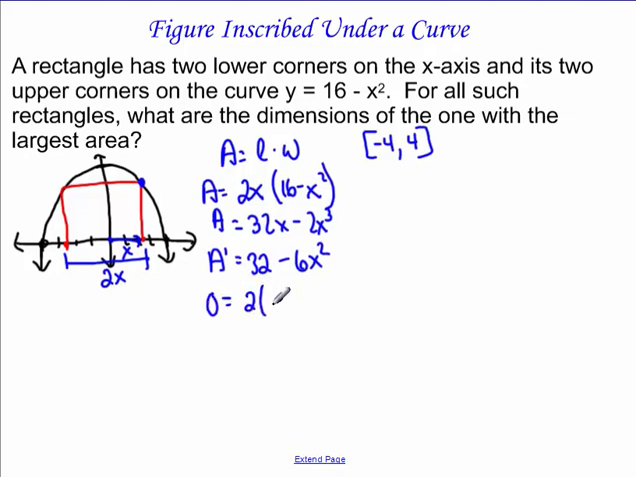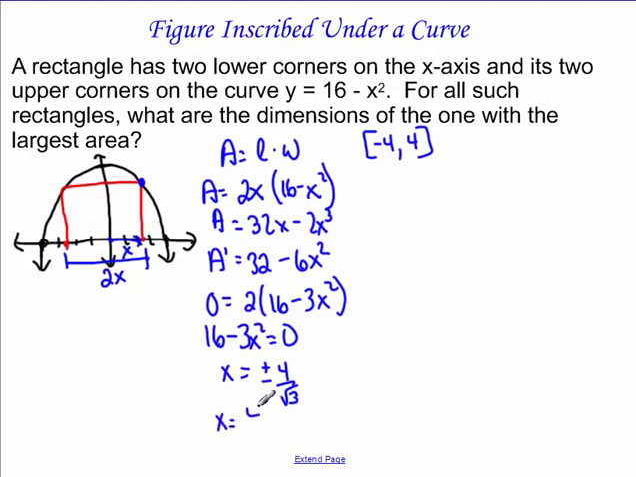Set that derivative equal to 0. Set your factor equal to 0. Solving for that, we get plus or minus 4 over root 3. Now I get the same thing because our rectangle is going to be symmetric. So I'm just going to worry about the positive version. And instead of using the first derivative test, I'm going to use the second derivative test, because the second derivative test actually is a lot more efficient in this case.